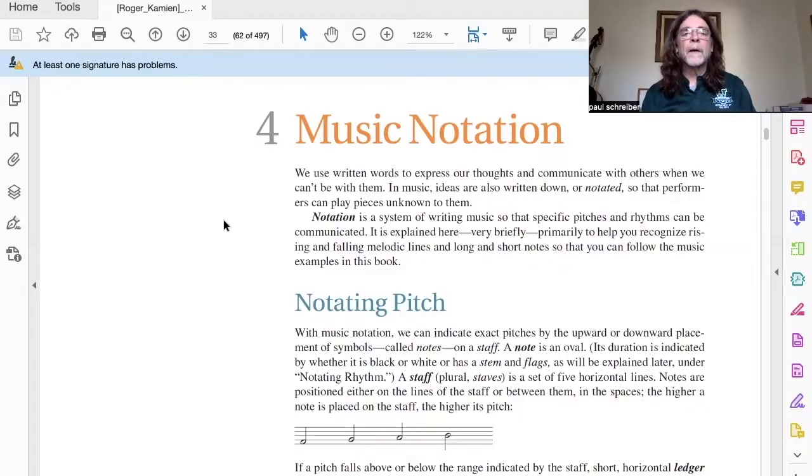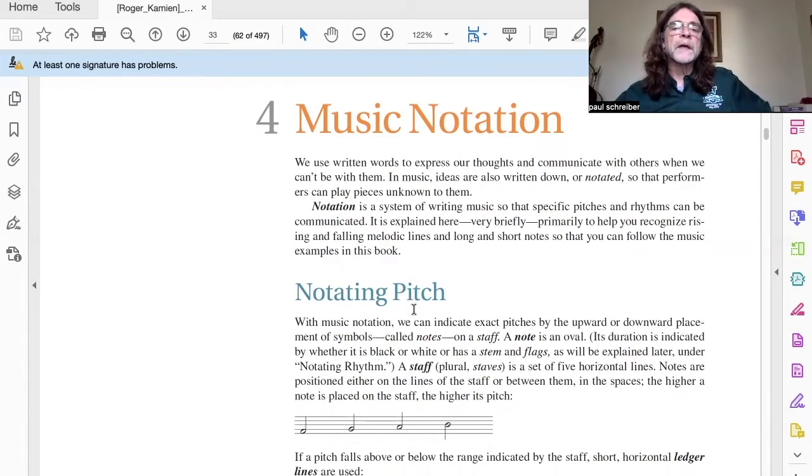Music notation. Notation is a system of writing music so that the specific pitches and rhythms can be communicated. Notating pitch with music notation, we can indicate the exact pitches by upward or downward placement of symbols called notes on a staff.